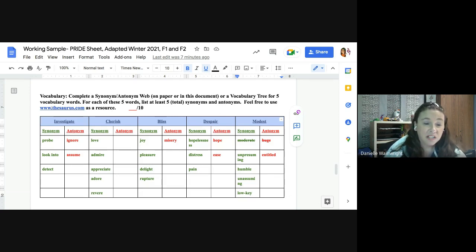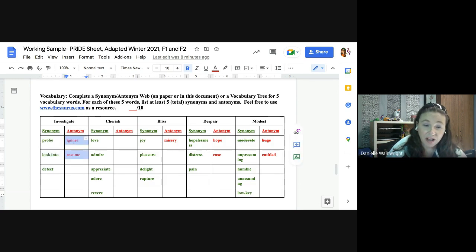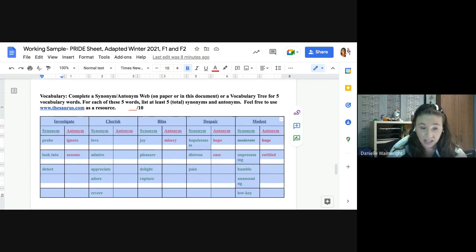And then you need to come up with a total of 5 synonyms and antonyms. So that could be 3 synonyms and 2 antonyms for a total of 5. It could be 5 synonyms and 0 antonyms for a total of 5. So again, you're coming up with 5 words, and then you're finding 5 more synonyms and antonyms total, for a total of 25 words.